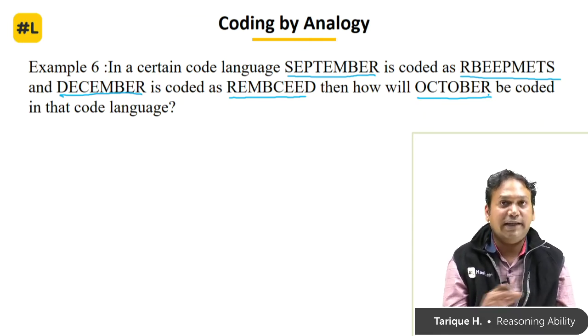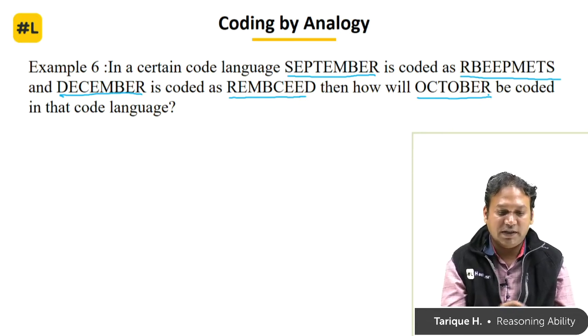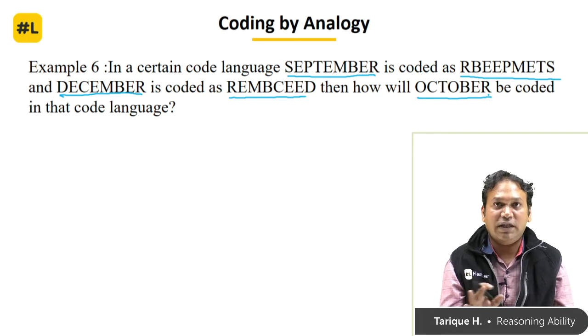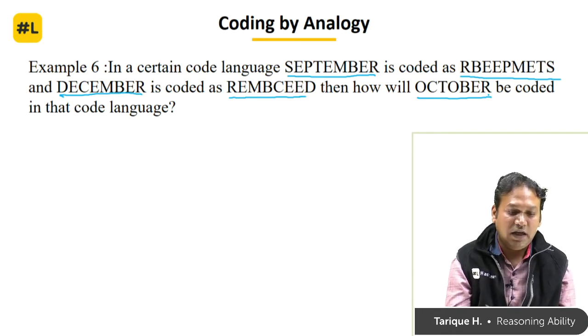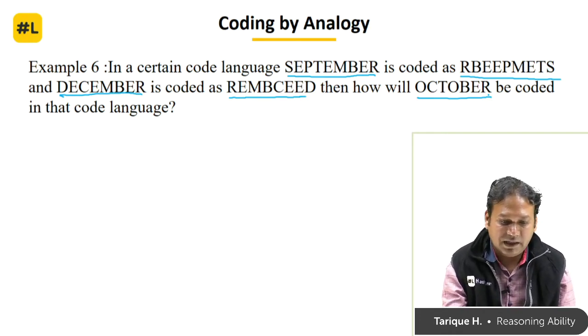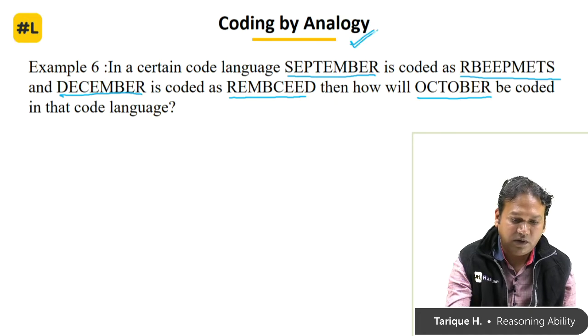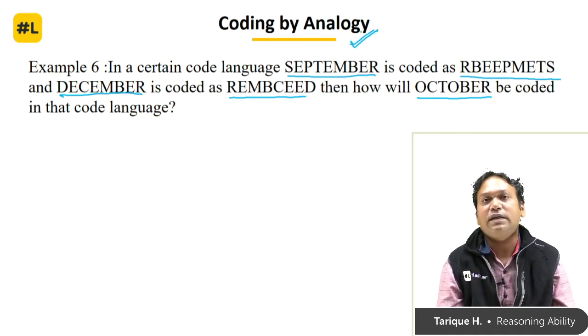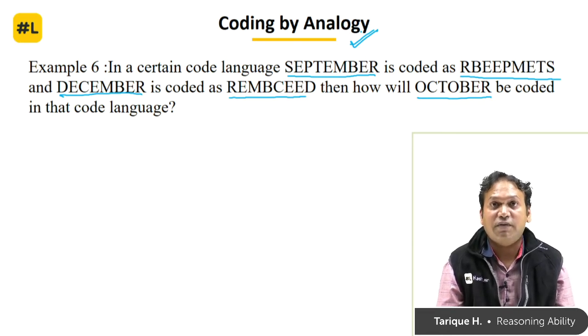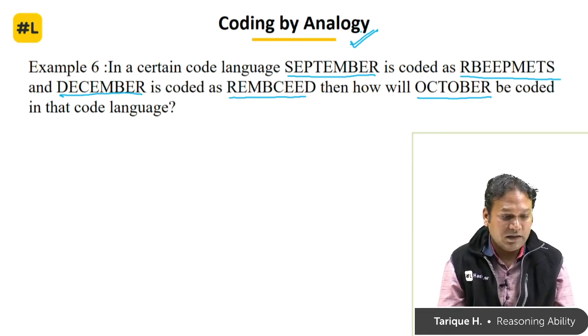The letters are the same. Just observe here, same number of letters and the letters are also same. So there is no change in letters. So obviously this is swapping has been done, but also observe here, this is a coding by analogy. So what is the change here compared to the previous question? That is very crucial to understand.